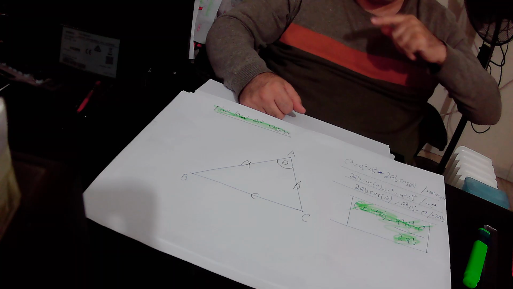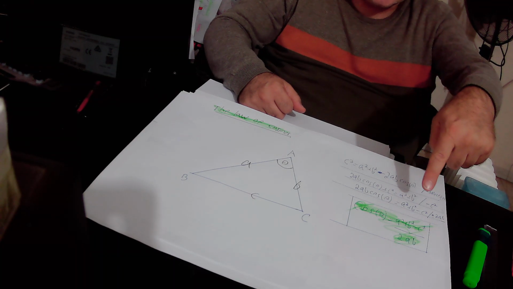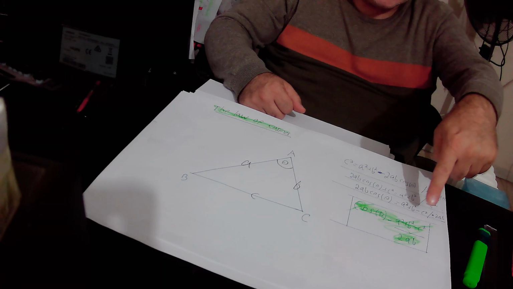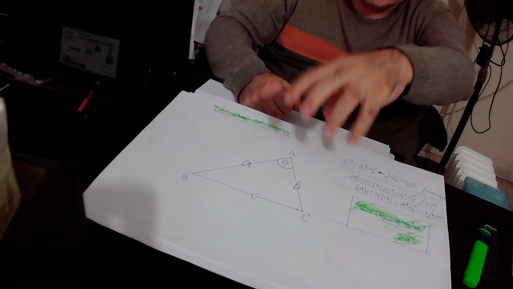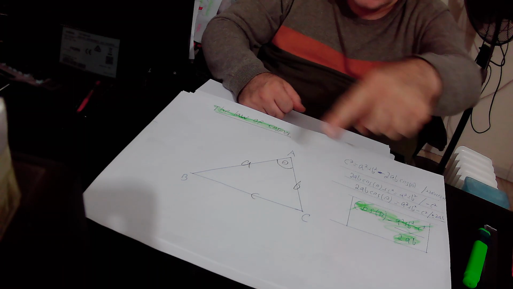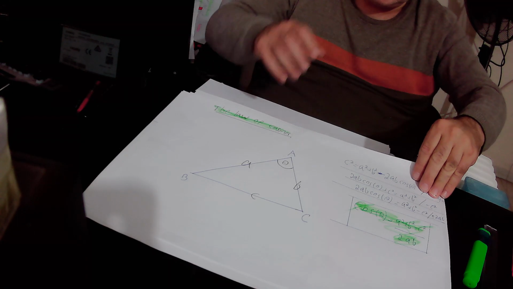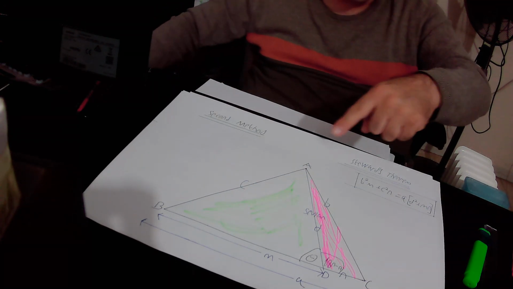Okay, and from this equation we get that cosine theta equals A square plus B square minus C square over 2 times A times B. So in this equation cosine theta equals A square plus B square minus C square over 2 times A times B. So we implemented the law of cosines on the pink triangle ABD.